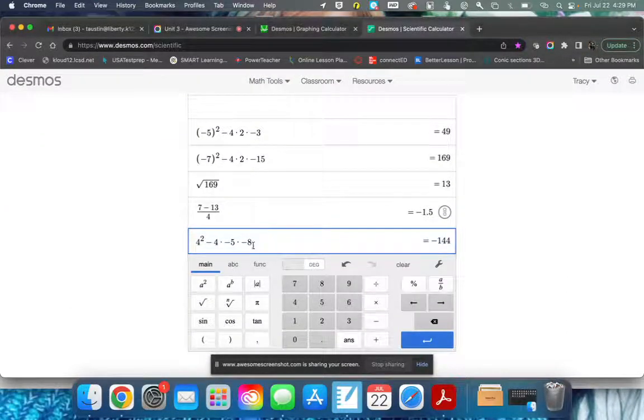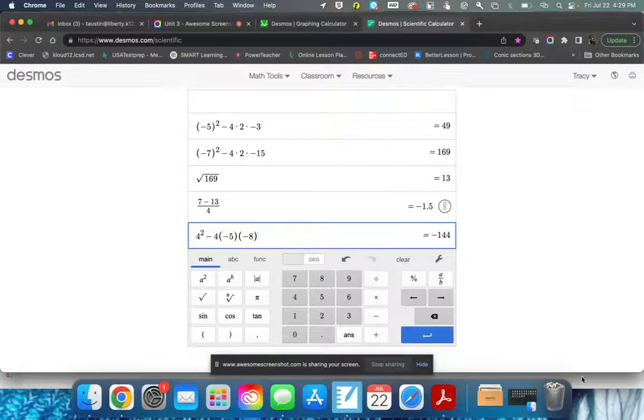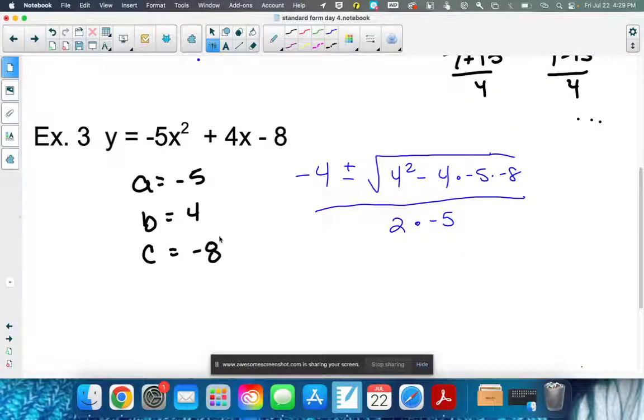And something's wrong. Let me check my parentheses and see if that makes a difference, because it's not supposed to be. Oh, wait, it is supposed to be a negative. Okay, so now I see what I did. So yes, that is a negative answer. So let's go ahead and write that out. I'm going to show you what that looks like.